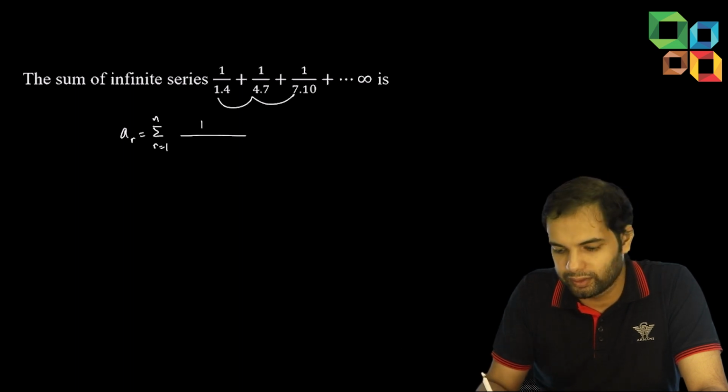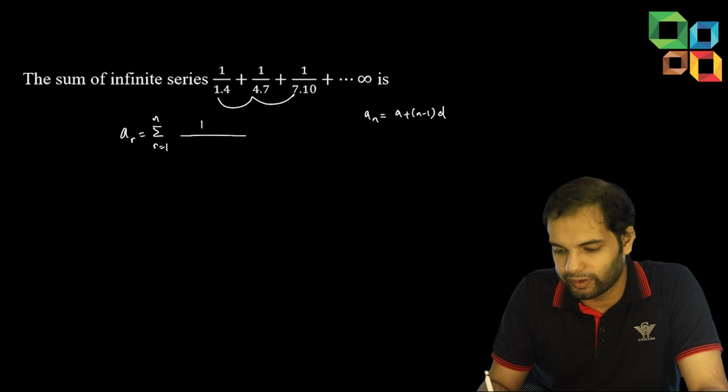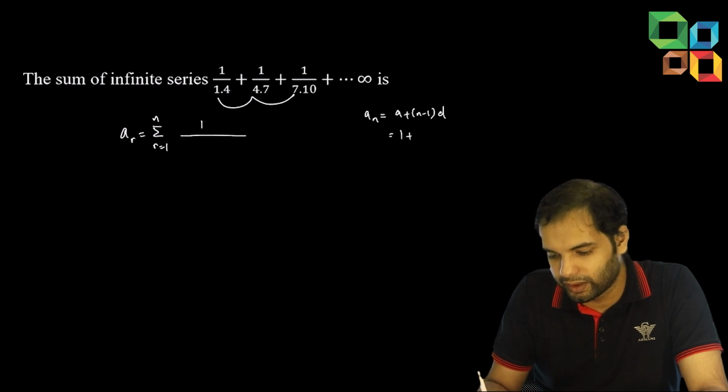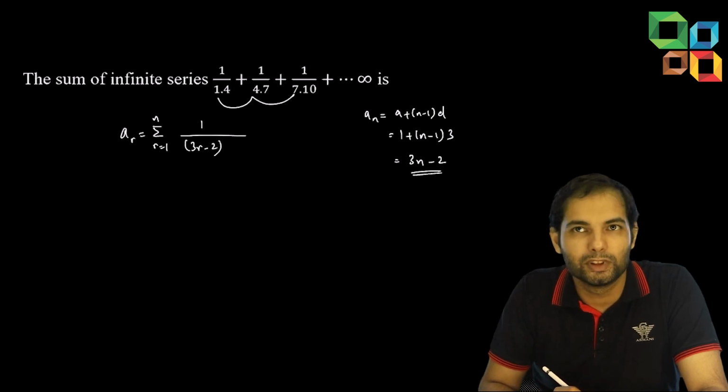Isn't it an AP? Isn't it A plus n minus 1 into D? Isn't the A 1? N minus 1, that is what I'm trying to figure out. D is 3. So isn't it 3n minus 3 plus 1? So minus 2. So shouldn't it be 3r minus 2? We need not try to guess it.